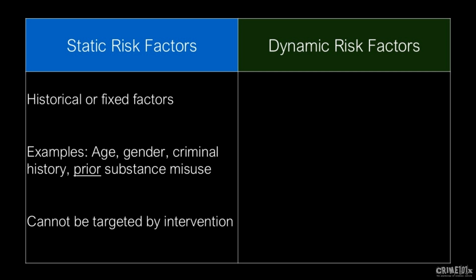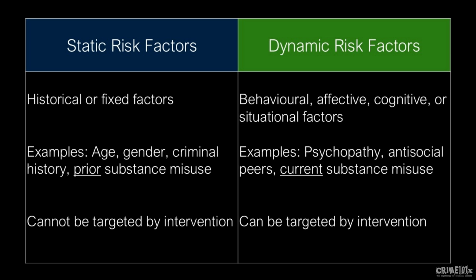However, recent patterns or escalations in antisocial behaviour may indicate a more current and active risk factor, which can be responsive to change. This makes them a dynamic risk factor. Dynamic risk factors are risk factors that may change, either naturally depending on the circumstances or through intervention. Dynamic risk factors can include behavioural, affective, cognitive, or situational influences on a person's behaviour.